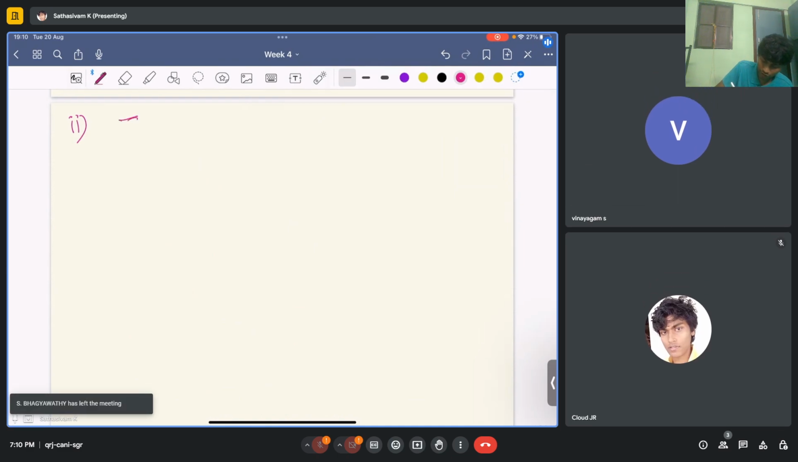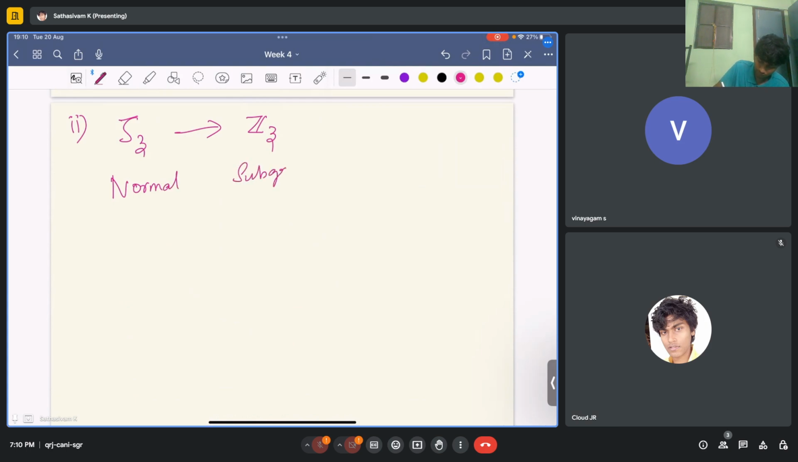Okay, so the second question is find all homomorphisms from S3 to Z3, right? Again, we know all the normal subgroups. Normal subgroups are basically the identity, S3 itself, and the subgroup generated by (1 2 3), which has order 3. If you want, you can write this is isomorphic to Z3.